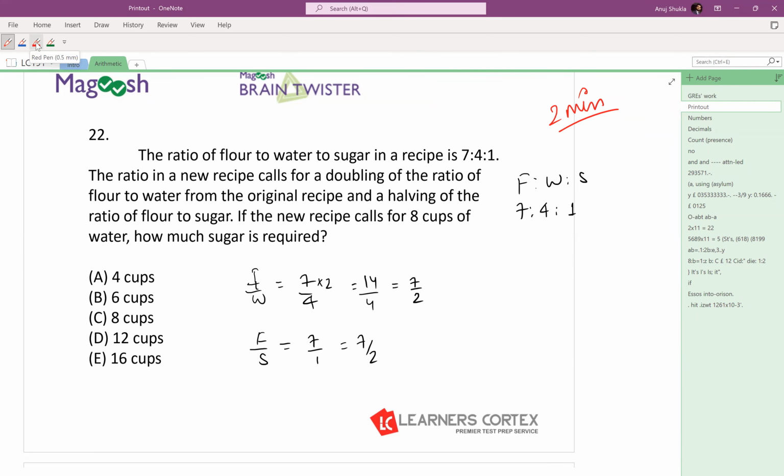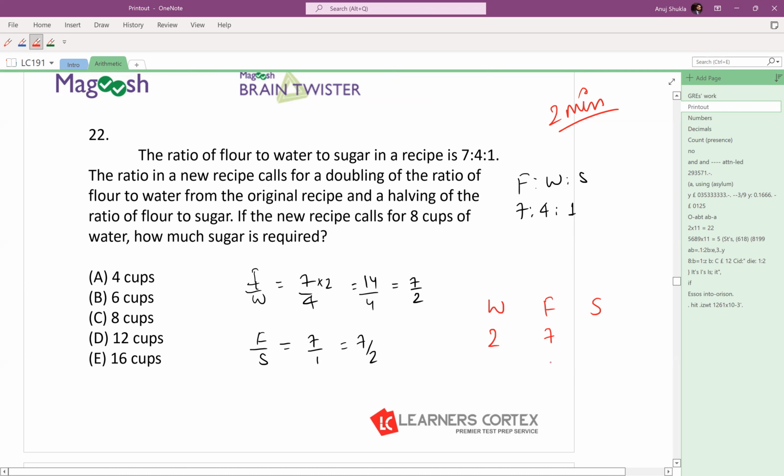And I told you how to combine the ratios. For a recipe you have to combine: whatever is common you write in the middle, then sugar and water on the sides. Flour to water in the new recipe is 7:2 and flour to sugar is 7:2. So water, flour and sugar is 2:7:2. In the new recipe, this is the ratio.